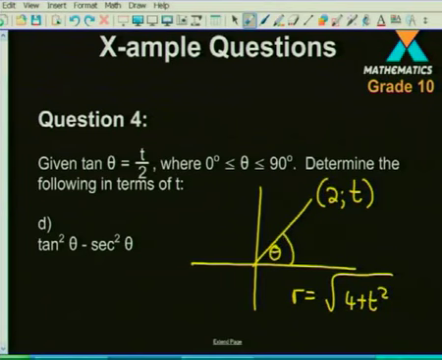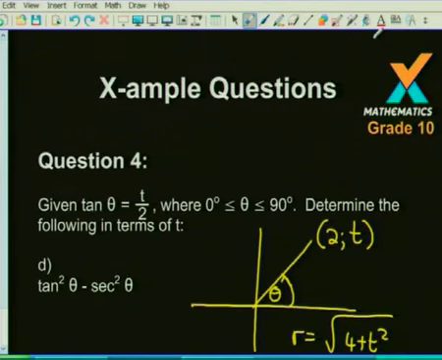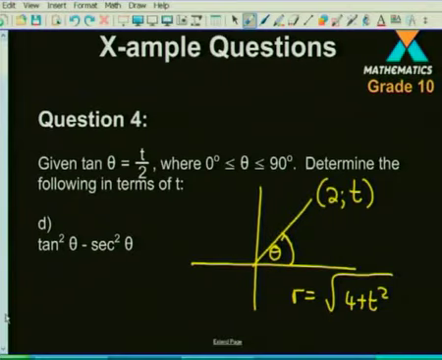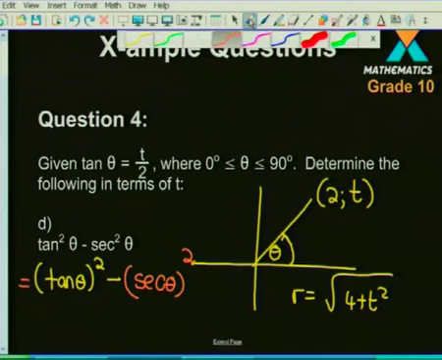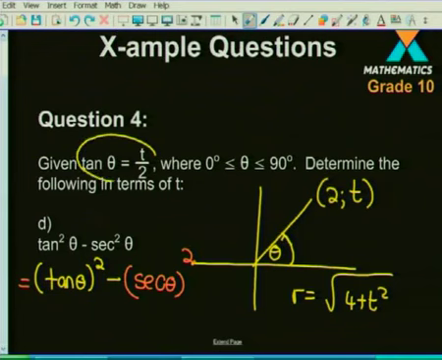There was my theta. Right, so if we look at this question, it says tan squared theta, but we know that that means tan theta all squared, minus, and over here we've got sec squared theta, so it's sec theta all squared. Now, what we do know is what the tan of theta is. It's given to us, so we don't need to do anything with tan theta. It's already there, so don't waste time trying to work it out again.